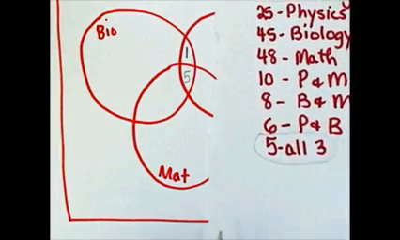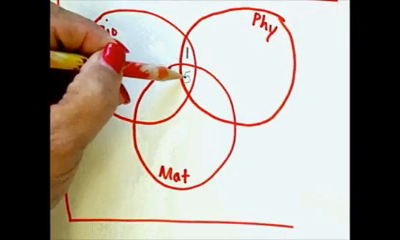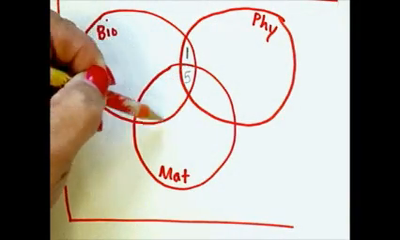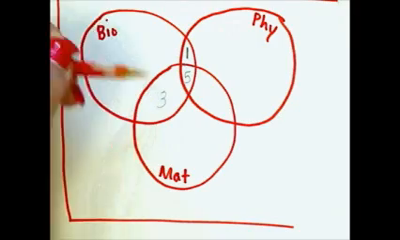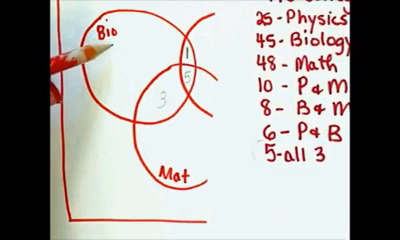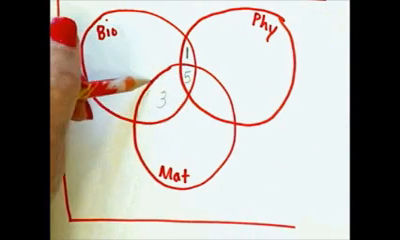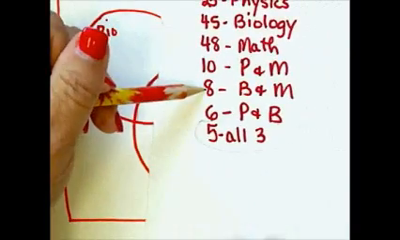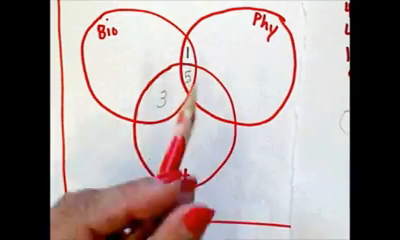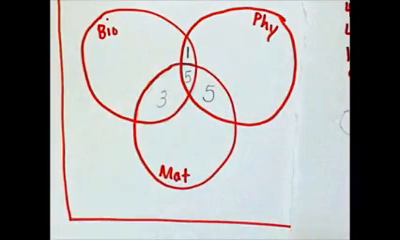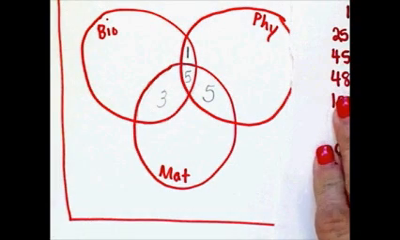Alright, the next one that we have is biology and math, and it says there are 8 of those, but we've used 5 up because, see, these 5 are also in this overlap. So 8 minus 5 is 3, so there are just 3 students that are in biology and math, but not in physics. So when I look at that whole slice, I do have my 8 biology and math. Then physics and math is 10 students, and I've used 5, so that leaves 5 more to go in this slice.